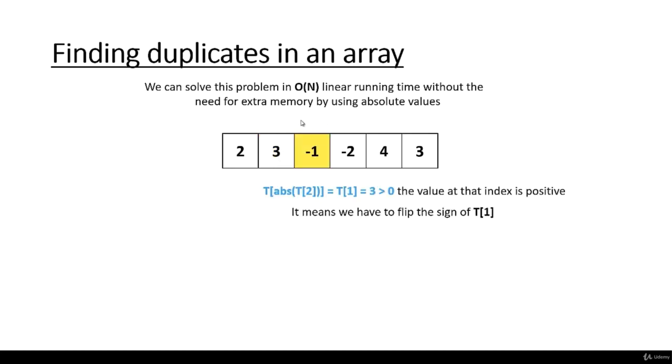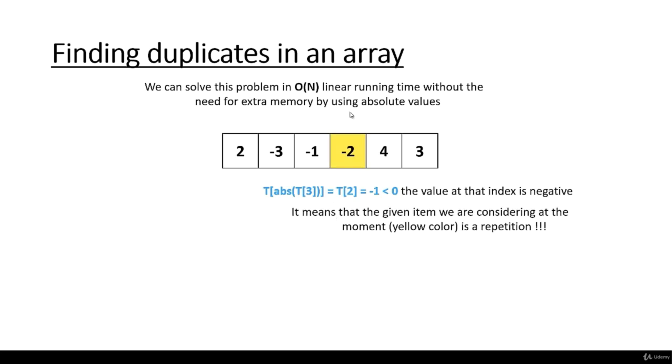Okay, in the next iteration, we have to consider the next item. So again, we have to check whether this entity is positive or negative. What's extremely important is that we have to use the absolute value. So T index 2 is going to be -1, but we have to use the absolute value. That's why it is going to be +1. The item with index 1 is +3, which is a positive number. So again, we just have to flip the sign.